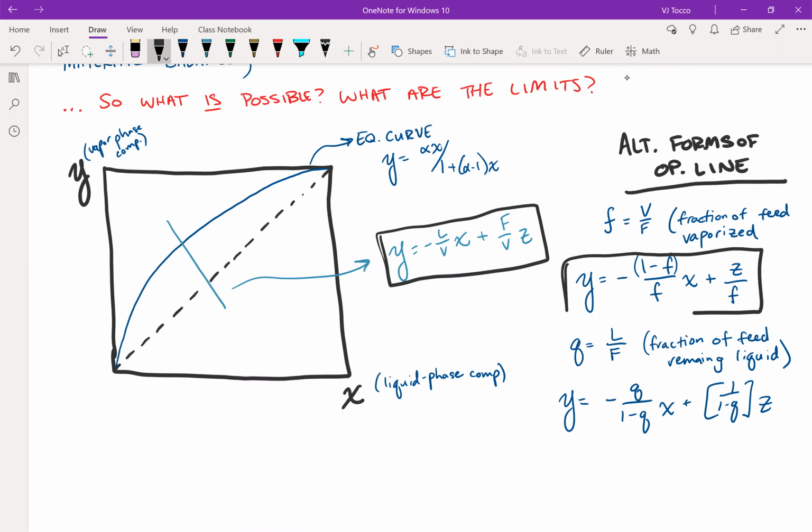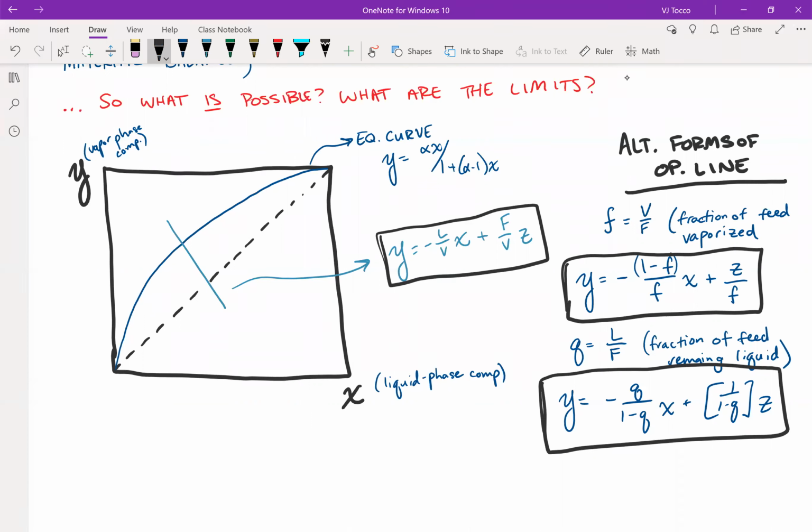So once again, any one of these three definitions for the operating line will work. They are all equivalent, and it just has to do with A, what you're given, and B, what's most convenient for you to plot. Now notice that the slope of this line is dependent on L and V in some way. So even though in the other two equations they're in terms of little f and little q, these are dependent on L and V as well.